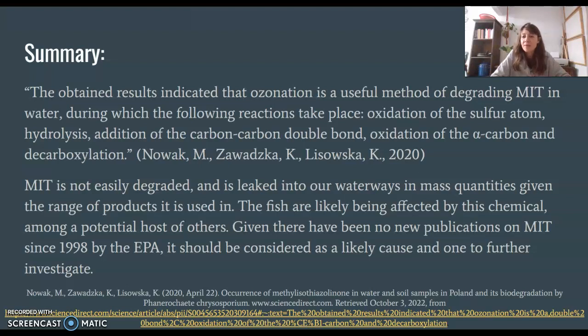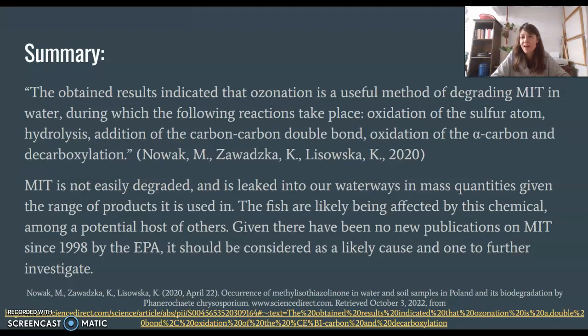Fish are very likely being affected by this chemical among a potential host of others, and we briefly talked about the fact that MIT is really effective on its own, but it's also extremely effective when used in combination with other chemicals. Given that there have been no new publications on MIT since 1998 by the EPA, I think it should be considered as a likely cause for marine death, and that it should be further investigated, especially when it comes to the long-term environmental impacts.